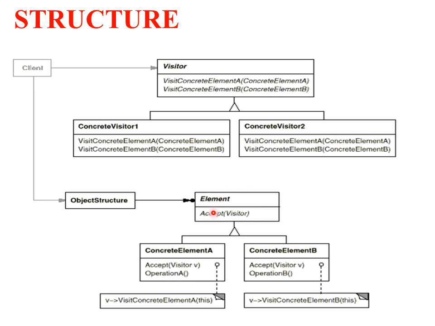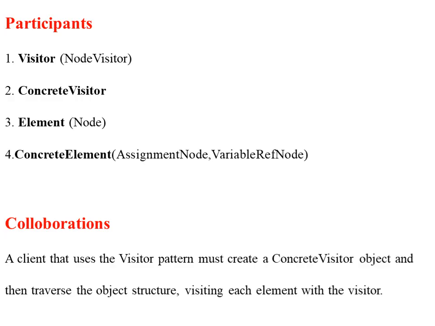Next, coming to the next template, participants. There are four participants: visitor, concrete visitor, element, and concrete element. The visitor defines the node visitor, concrete visitor 1, 2, or 3, and so on. Element means node. Concrete element means assignment node, such as assigning A equals B, or variable node, where the visitor defines the operation. That is the participants.